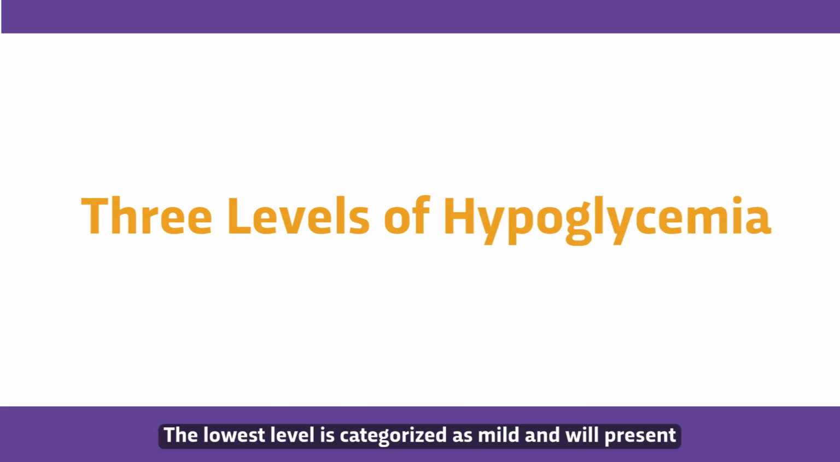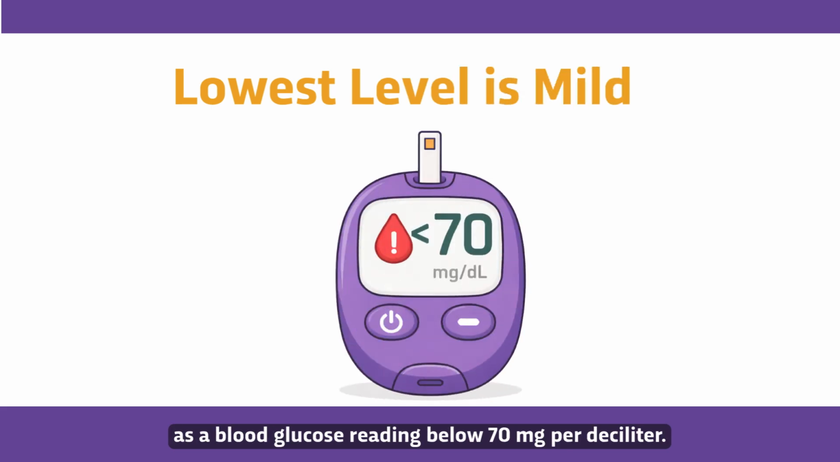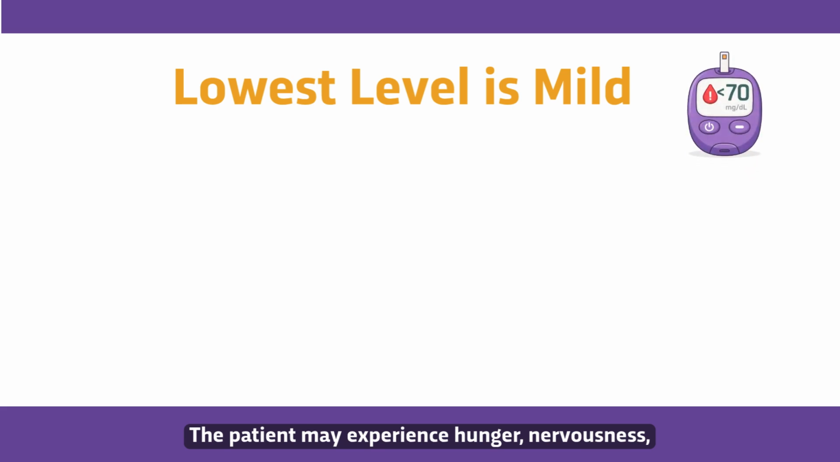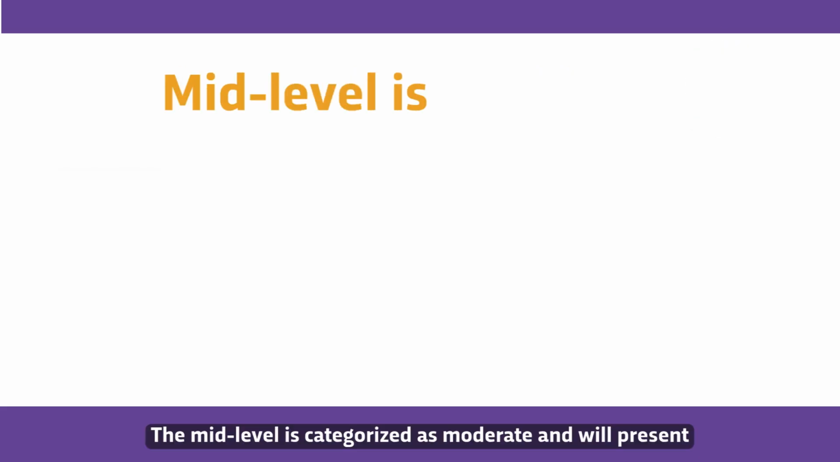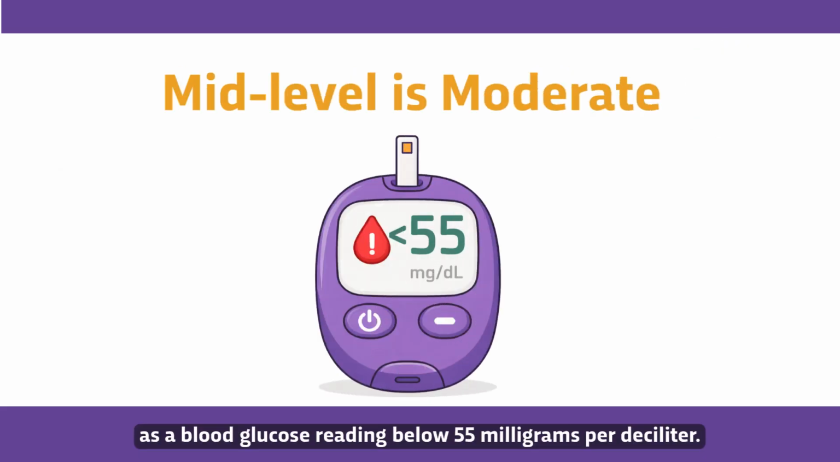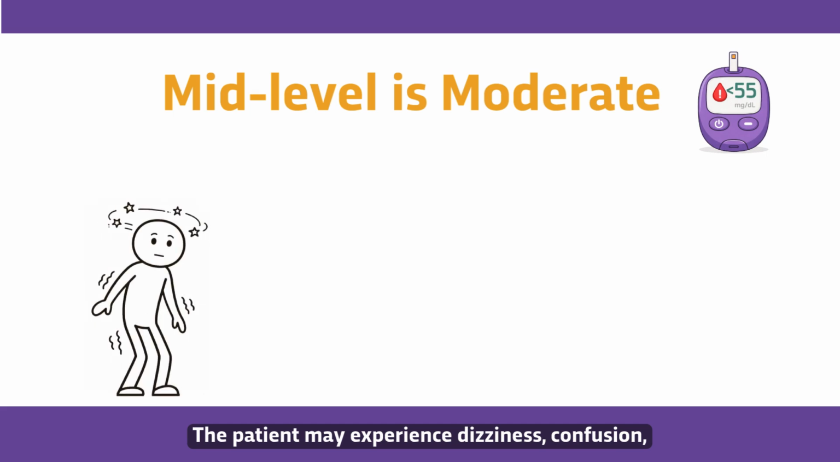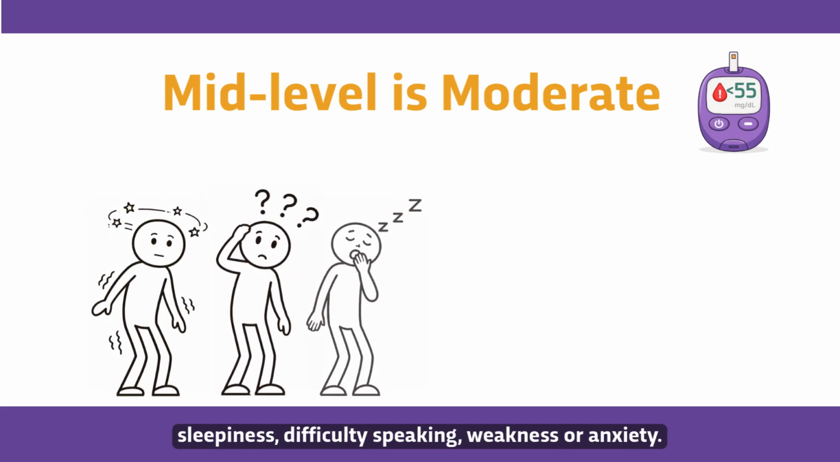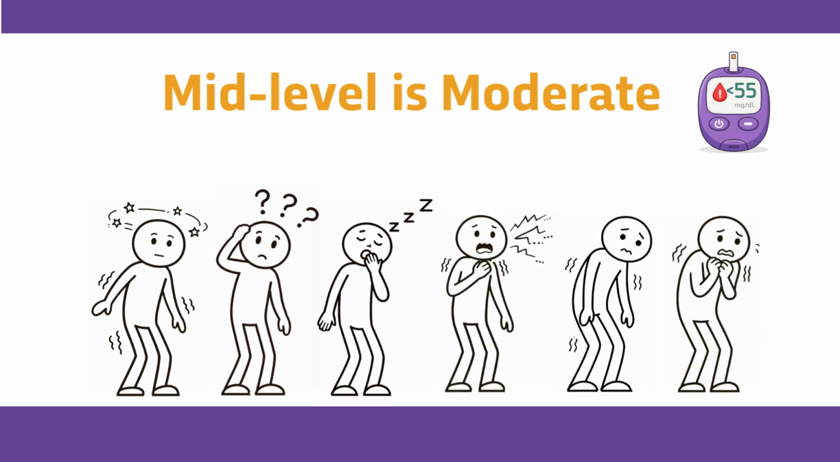The lowest level is categorized as mild and will present as a blood glucose reading below 70 milligrams per deciliter. The patient may experience hunger, nervousness, shaking, or sweating. The mid-level is categorized as moderate and will present as a blood glucose reading below 55 milligrams per deciliter. The patient may experience dizziness, confusion, sleepiness, difficulty speaking, weakness, or anxiety.